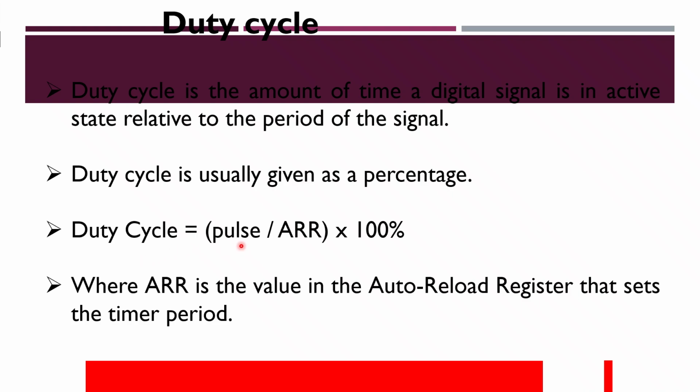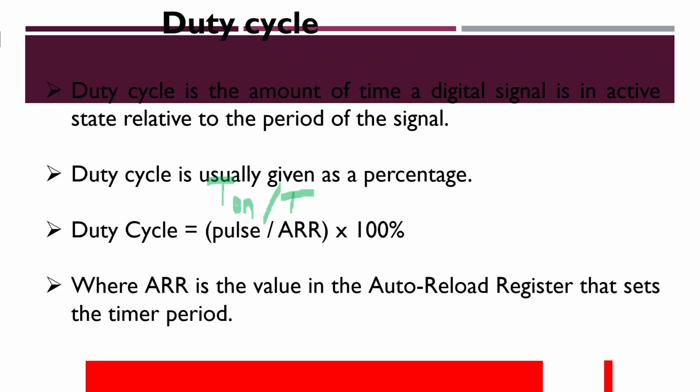The percentage duty cycle is equal to T on by T into 100. So the T on is the pulse, divided by ARR, meaning the time which is used. So this is the duty cycle percentage, T on by T into 100, that is given as pulse and ARR, that is auto reload register, where ARR is the value of the auto reload register that sets the timer period.